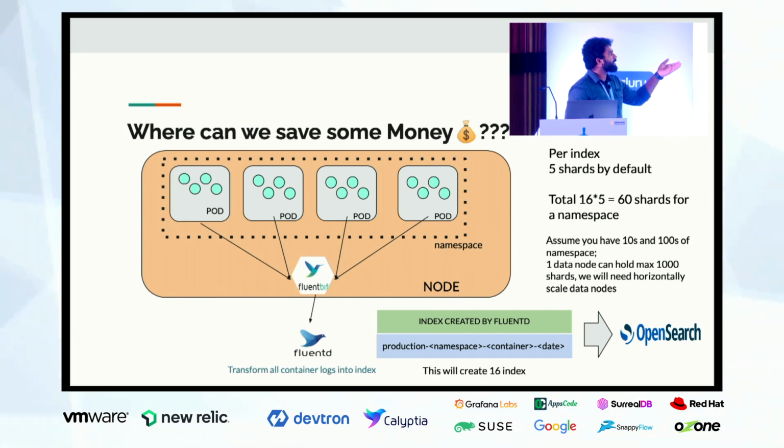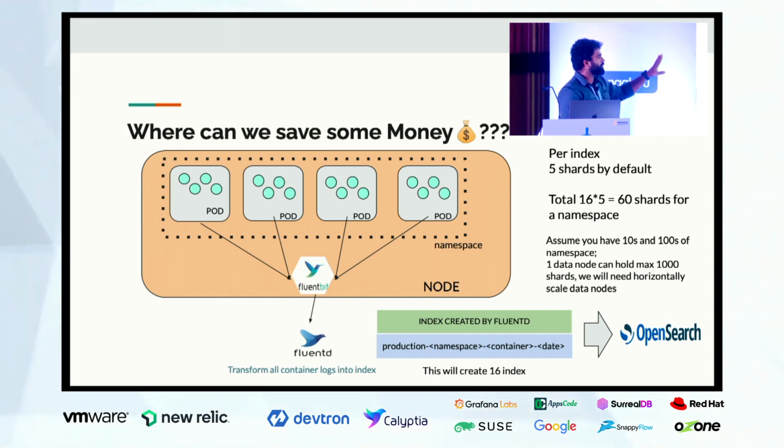With this architecture, it will create almost 60 shards per namespace, with around 16 containers. One data node can only handle 1000 shards. So if the number of shards increases, there will be an issue with our OpenSearch cluster, and there can be downtime or issues with the health of the cluster.